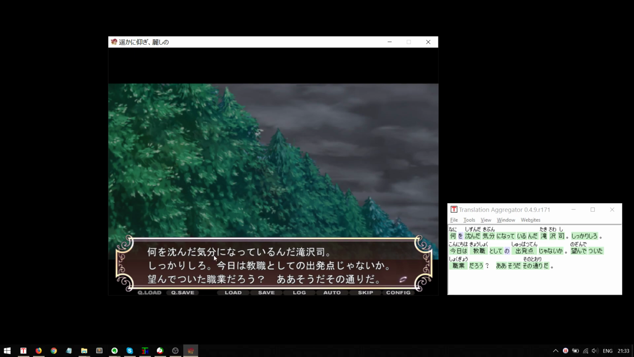So 何を沈んだ気分になってるんだ This なってるんだ is like a, I don't know how to explain this part, but he's basically asking himself, what are you doing getting all depressed? Me, Takizawa Tsukasa, he's asking himself. すっかりしろ Get a grip. 今日は教職 Kyoshoku means one's profession as a teacher. Like kyoshoku, it's the teaching profession.